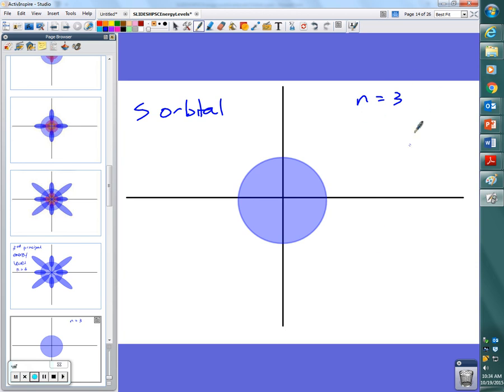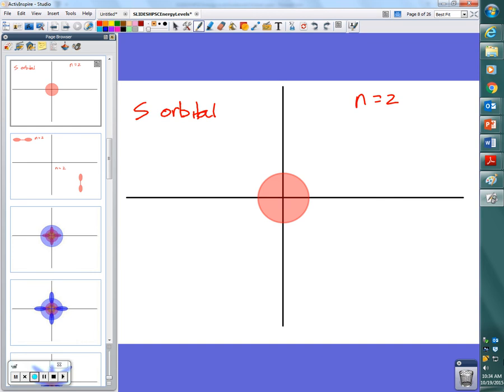We know that anything blue has n equals 3. The next quantum number I just told you was L. And if you look on your chart, any s orbital, its L value is 0. So this blue sphere, n equals 3, L equals 0. The red sphere is still a sphere, so its L value is 0, but its n value is 2.